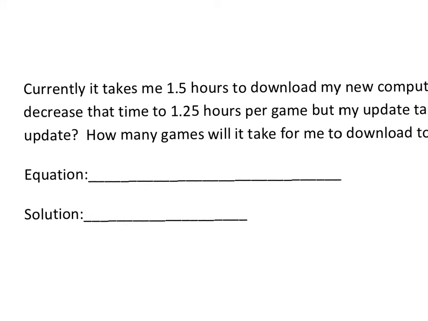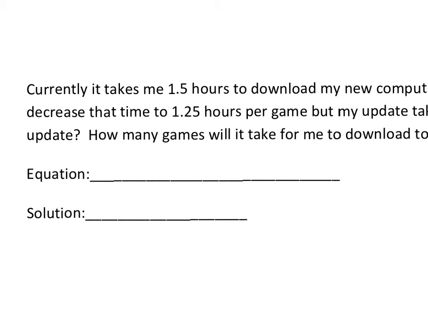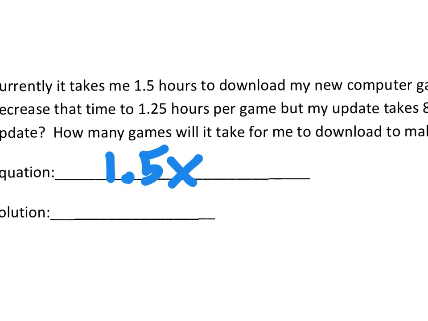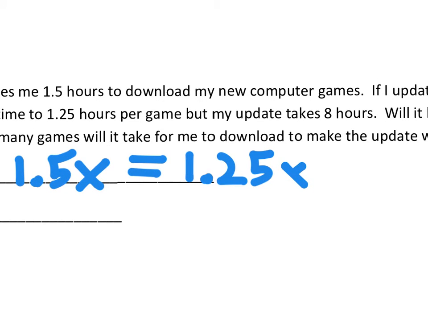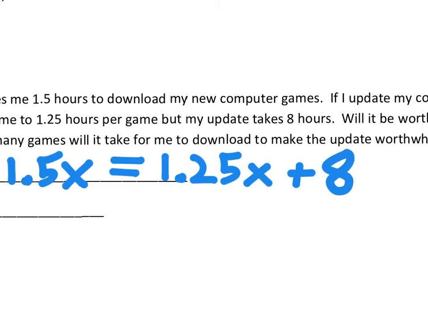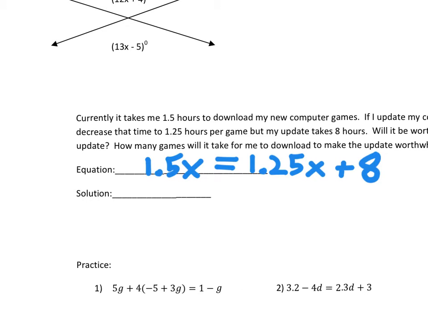All right, we're going to make x our hours. All right, so in one situation, it takes 1.5 hours. Wait, no, sorry. X will be the number of games, that's what we're looking for. It takes 1.5 hours to download a game. If I set this equal to the other scenario, which is 1.25 hours per every game plus the 8 hours. Solving this situation will help us find out which one of these scenarios will be better.